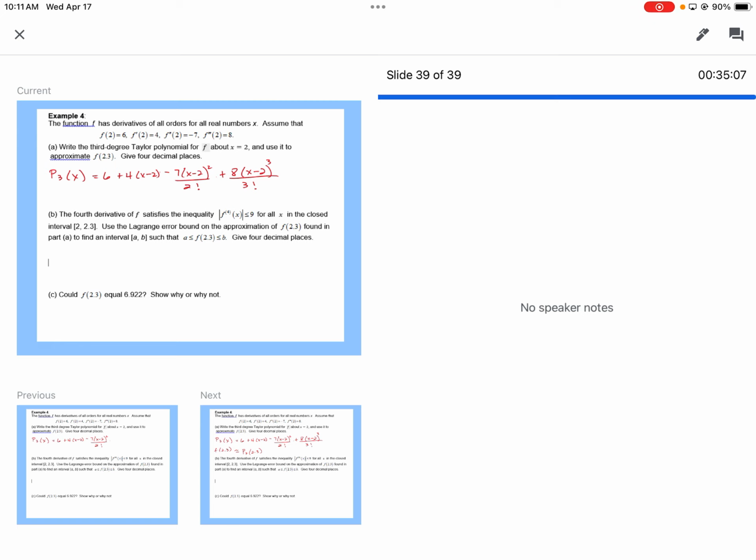Next part says we would like to use this to approximate f of 2.3. What does this mean? Plug in 2.3 for x. All right, so writing that out.